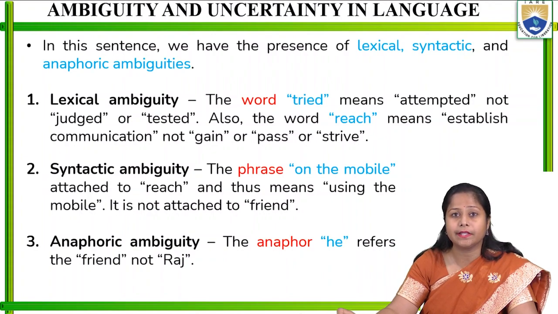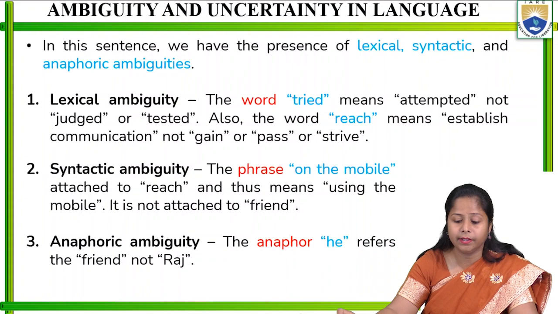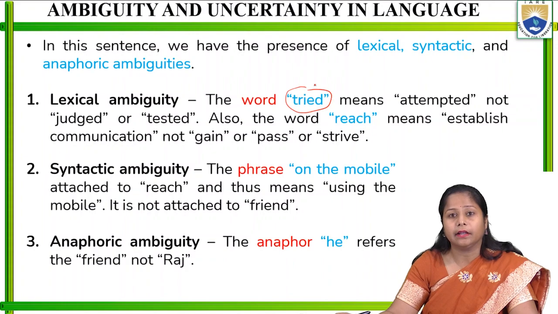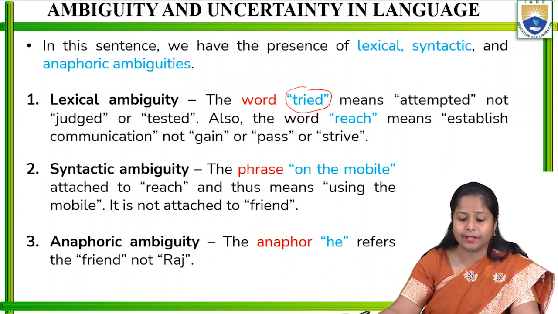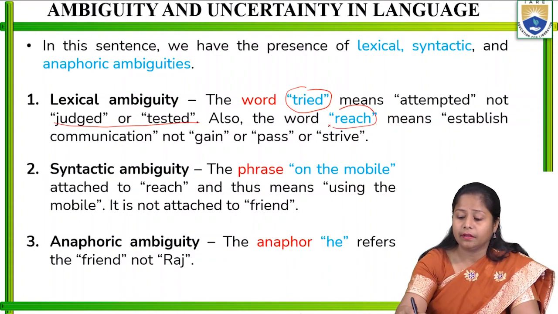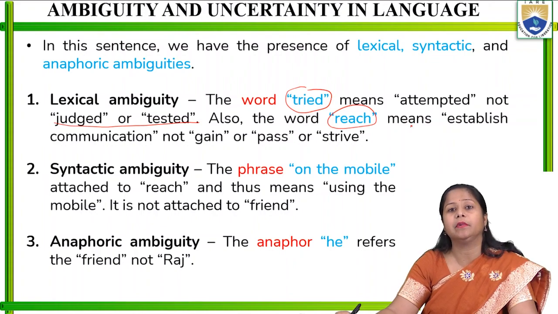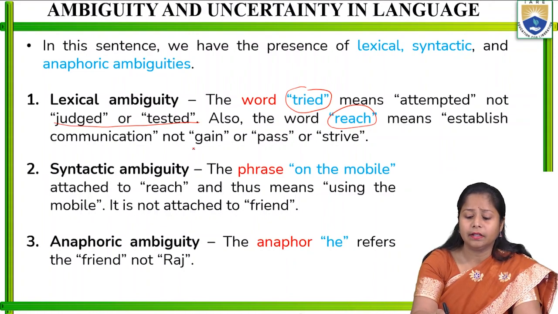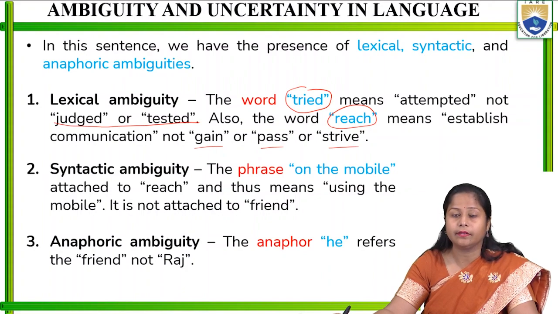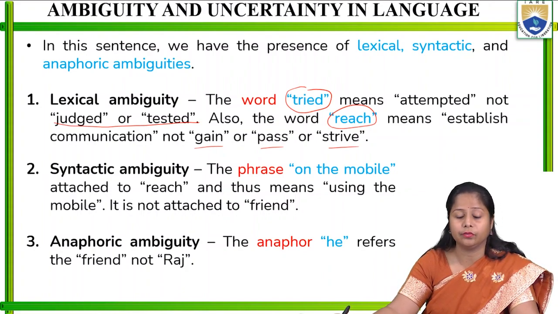First we will see the lexical ambiguity in this sentence. The word tried means that Raj has attempted to make a call to his friend. He did not judge, he did not taste anything else. Also the word reach means establishing communication, not gain, a pass, or a strive. So that is the lexical ambiguity of this sentence in these 2 words.